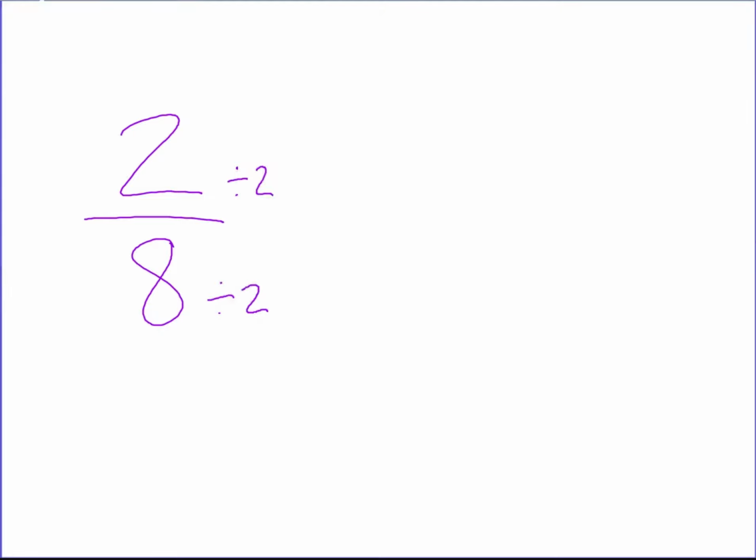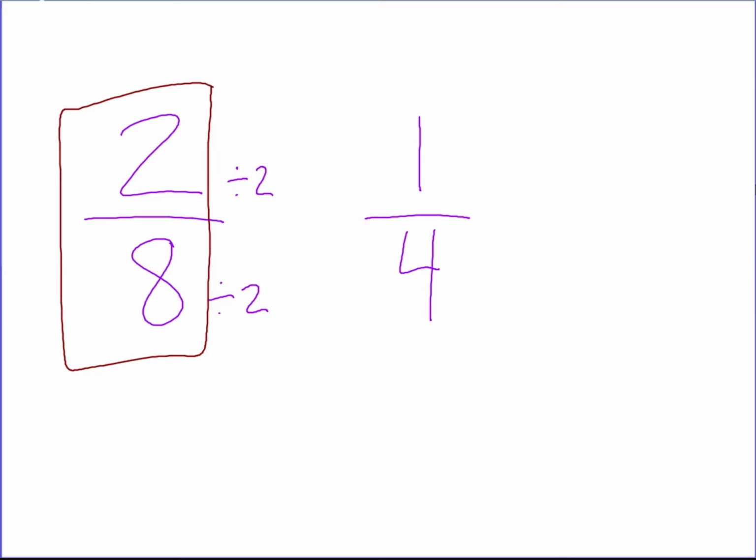So what's 2 divided by 2? 2 divided by 2 is 1. And what's 8 divided by 2? 8 divided by 2 is 4. So, interesting, because it's the same thing that we just learned. 2/8 equals, or is equivalent to, 1/4.